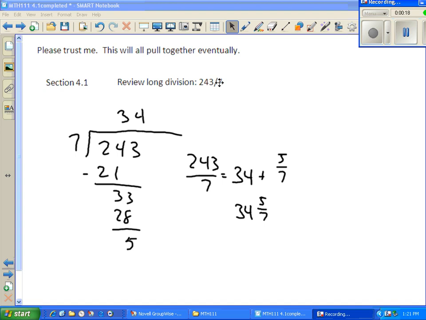So we're going to take 243 divided by 7. I put the 243 inside, the 7 outside. I'm looking for what times 7 will get me close to 24. That would be 3 times 7 is 21. If I subtract, I get 33. And 4 times 7 is 28. I subtract, I get a remainder of 5. So 243 divided by 7 is 34 plus 5/7, or 34 and 5/7. Okay, I'm not going to make you do that on a test, just to help us get started.